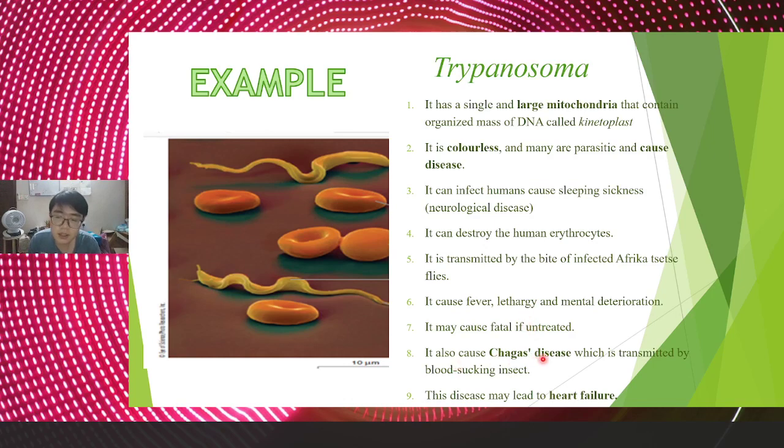And it also causes Chagas disease, which is transmitted by blood-sucking insects. If it is a blood-sucking insect, it will cause Chagas disease, and this Chagas disease will cause heart failure. So in conclusion, this species is parasitic, and it will cause disease to humans, and it will destroy the erythrocyte. The most important thing, you have to know it has a large mitochondrion, and it is colorless, parasitic, and can cause disease, infect human blood, and then cause sleeping sickness, and it will destroy the erythrocyte. This is the most important.